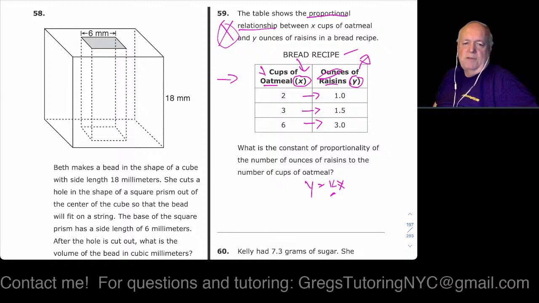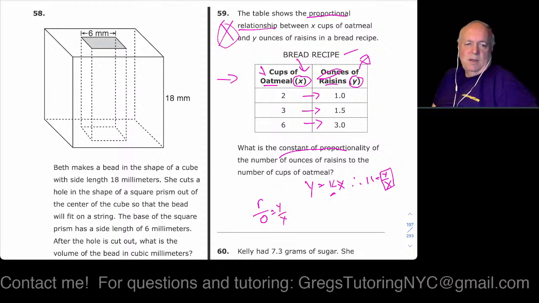So if we try to solve for k, therefore k is equal to y over x. That's the constant right there, that they're in ratio to each other. They're in proportion to each other. Okay, and then it says, what is the constant of proportionality of the number of ounces of raisins to the cups of oatmeal? So we're getting raisins is to oatmeal, right? That's the y is to the x, okay?